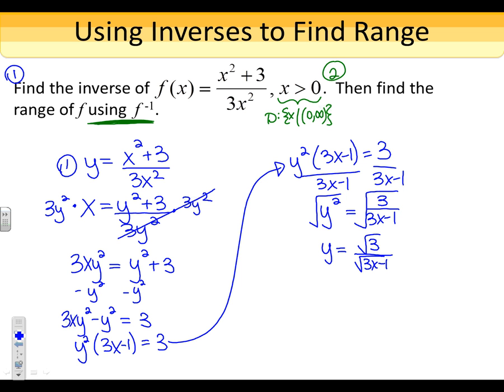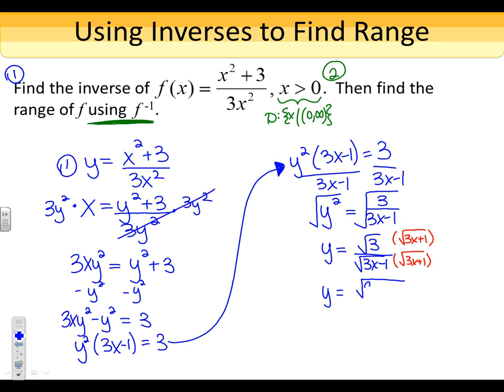Now remember a couple of things. One, we're not going to do positive and negative because otherwise we would not have a function, because our range has to be greater than 0. Also, I cannot have a square root in the denominator. So I'm going to multiply this by the square root of 3x plus 1 on the top and the bottom to clear that square root in the denominator.